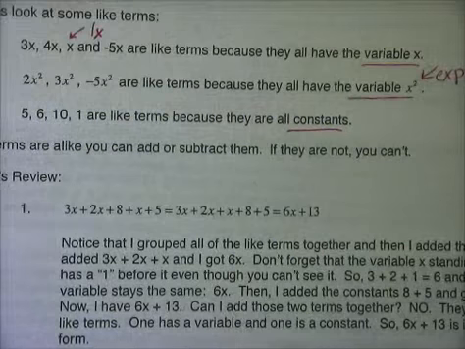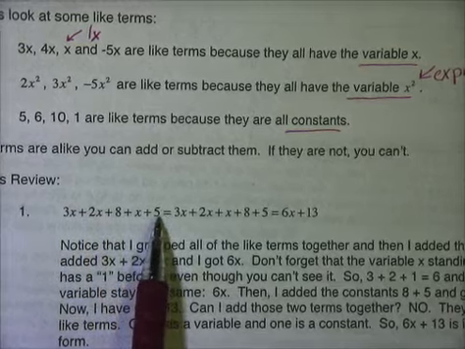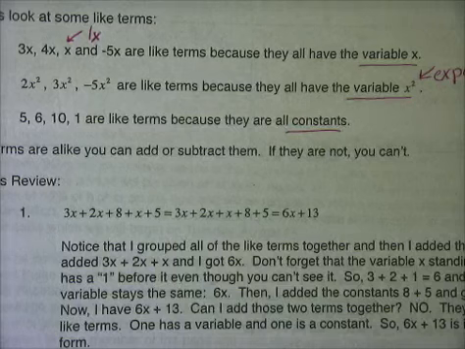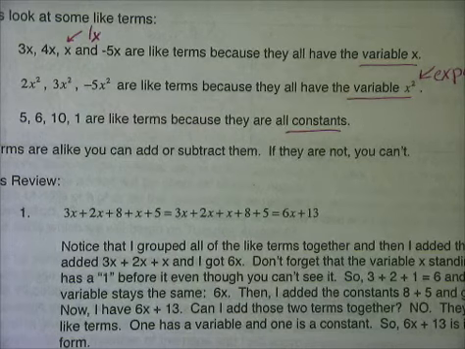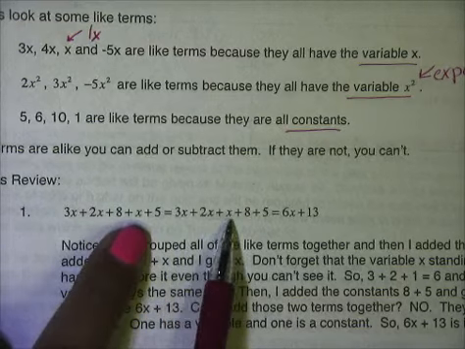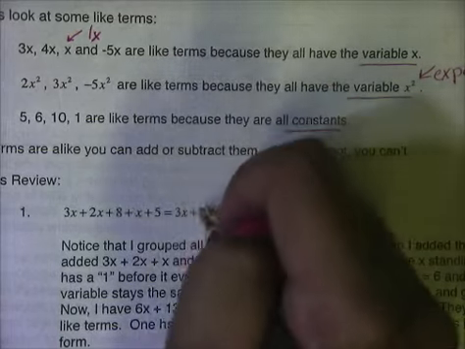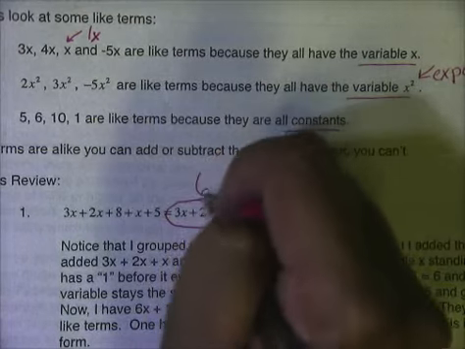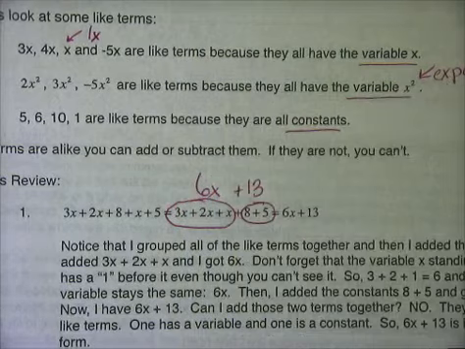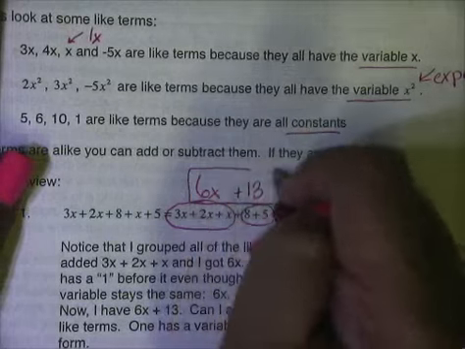So let's review. If we have 3x plus 2x plus 8 plus x plus 5, the best way to handle this, and what I normally do, is that I group the like terms together. So what I've done, if you look at it, I've got 3x plus 2x, and then I've put my x here, and then I've put my constants, plus 8 plus 5. When I add those together, 3x plus 2x plus x is 6x, and 8 plus 5 is positive 13, so 6x plus 13.